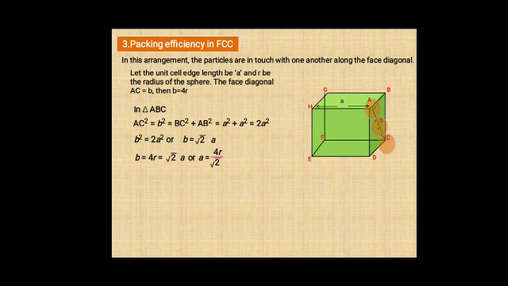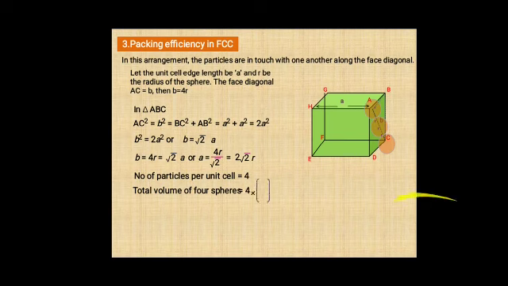You have to remember the value of edge length in all the three cases, my dear students. In FCC, A is equal to 2 root 2R. Number of particles per unit cell: how many in face centered? Corner 1, in all the 6 faces 3, that is totally 4. Total volume of 4 spheres is written as 4 into 4 by 3 pi r cube, that is 16 by 3 pi r cube.